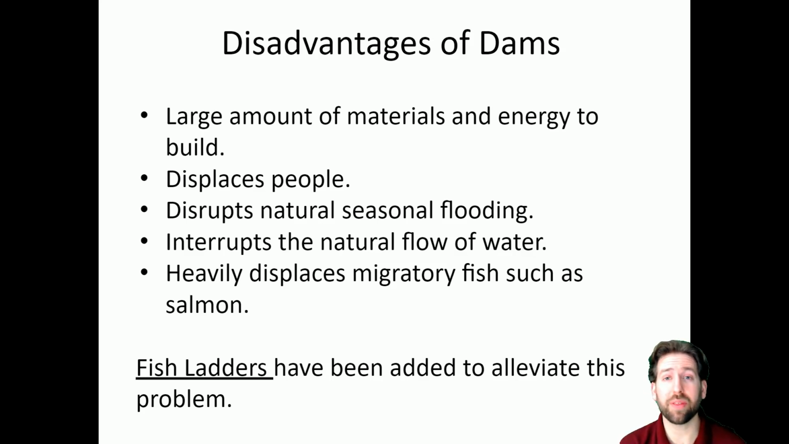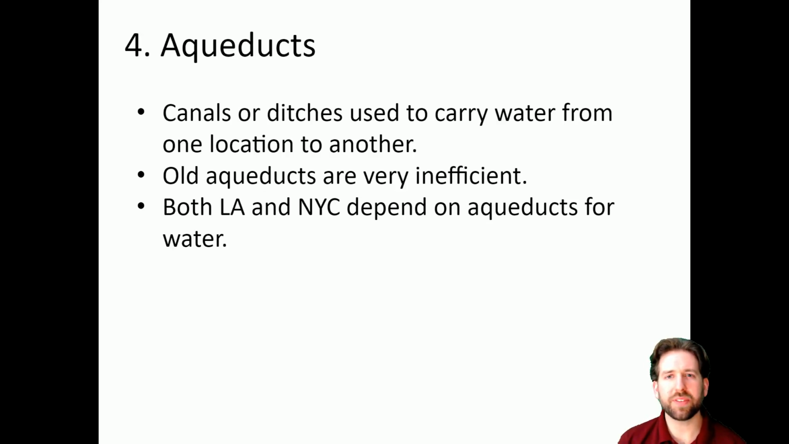though they have come up with a way to deal with that issue, which are fish ladders, which are ways that the fish can actually swim up the side of the dam with water and steps. There are some different ways to do it, but eventually the fish do get into the reservoir up top so that they can spawn.